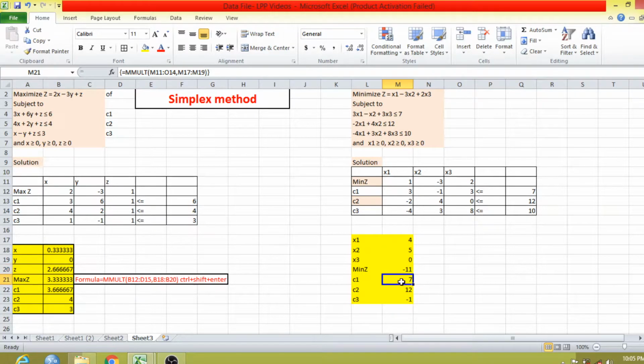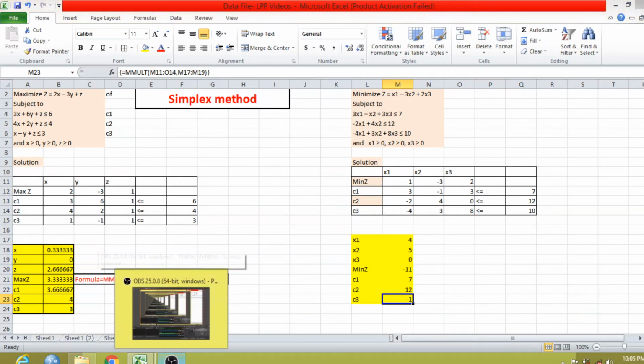Now here you can see that for C1 we have 7 and we used 7, so there is no slack and no surplus. For 12 it is given, it is 12, so there is no slack or surplus, but in this case it is showing -1, so we can say that there is a slack. So that's all for this particular problem.